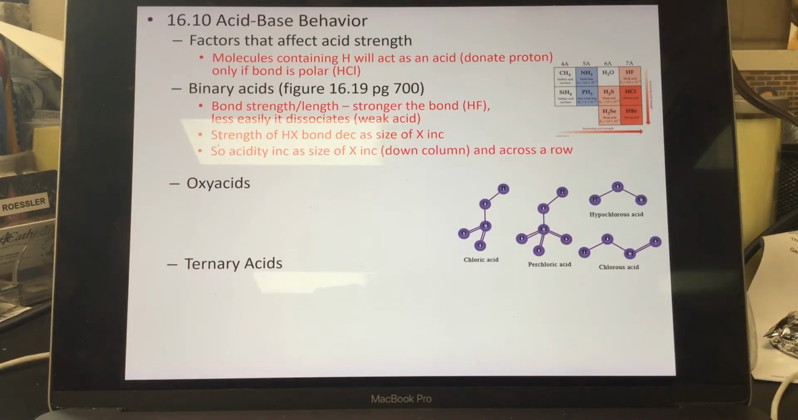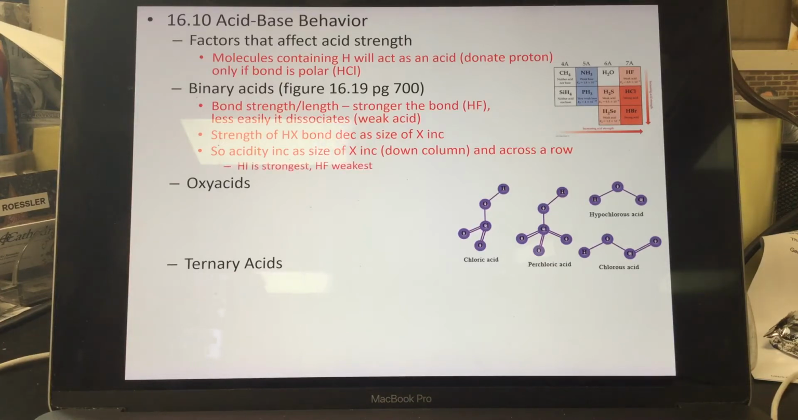So that means acidity increases as the size of the anion increases, and that's what this is showing you here: as we go down the column, the size of the anion is increasing as its electronegativity is decreasing. So acidity is going to increase because the anion's ability to hold on to that hydrogen ion is decreasing.